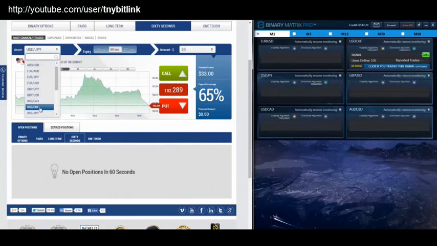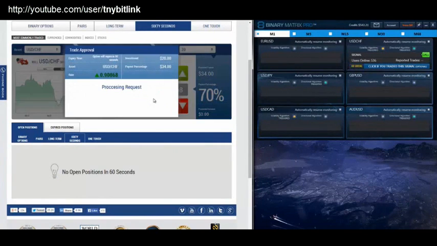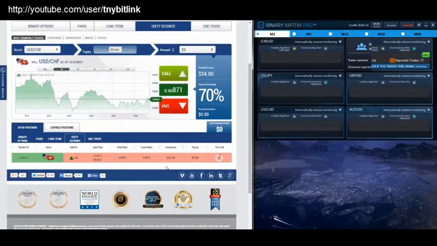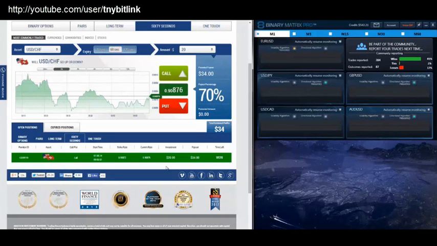All right, we've got a signal for the Swissy. This is a call. And we are approved. All right, back for the last few seconds of our call Swissy trade. The price is trying to go up. I don't know if we caught that in time. Yes, another $34 win.